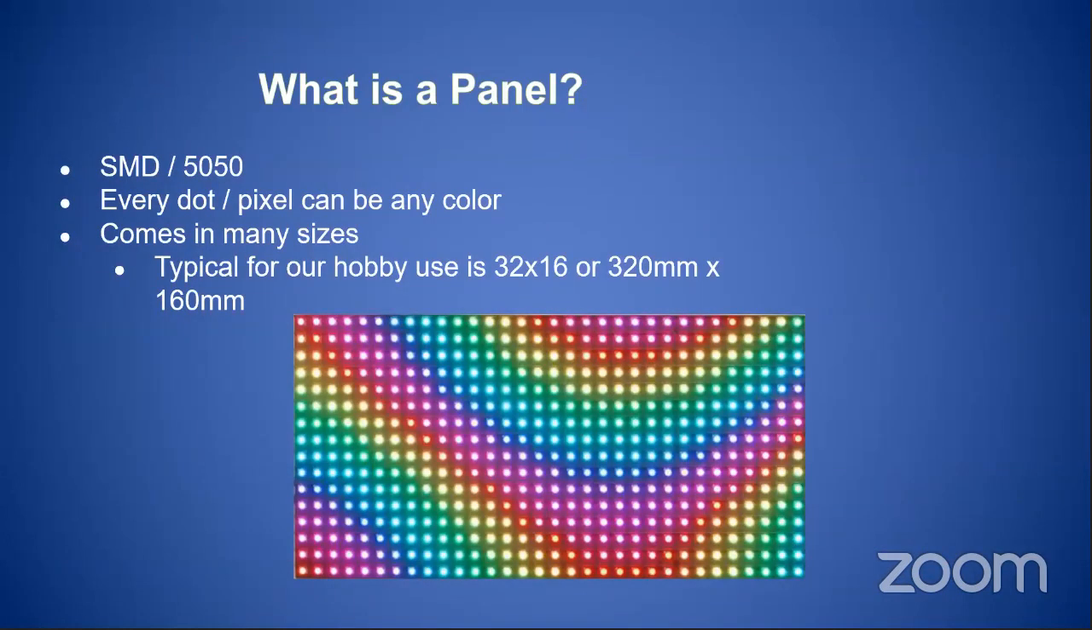And then the ones that we typically use in the Christmas hobby are this type right here. They're the full color ones. They're typically SMD 5050, or the P5s are usually SMD 2121. Every dot can be a different color. They come in a bunch of different sizes. Again, typically for our hobby, we use 32 centimeters by 16 centimeters, which is roughly 1 foot wide by 6 inches tall, roughly. It's a little bit more.